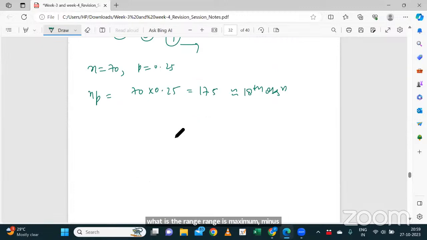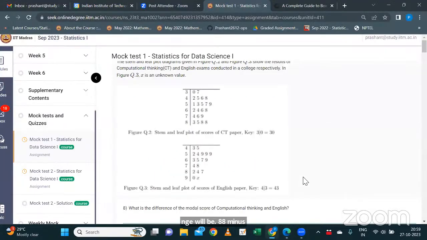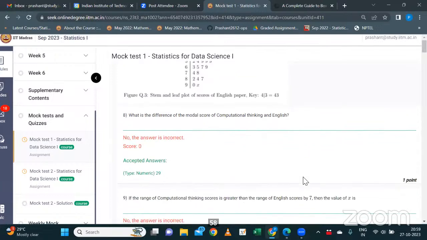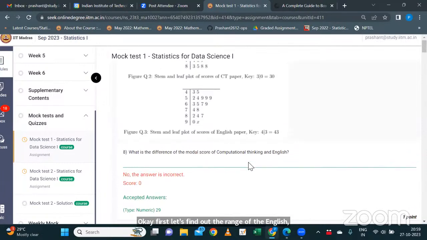Okay, let me write down. So question number 9, right? The maximum value for CT is 88, minus the minimum 30, correct? So the range will be 88 minus 30, which is nothing but 58. Next, we need to find out the range of the English one also, based on this one. X minus 43.